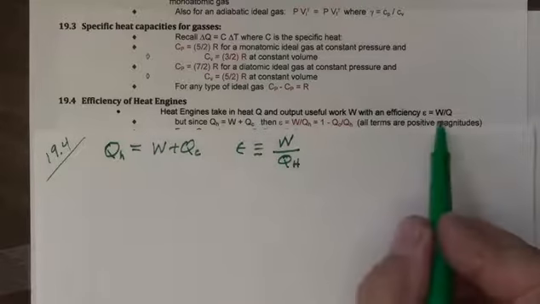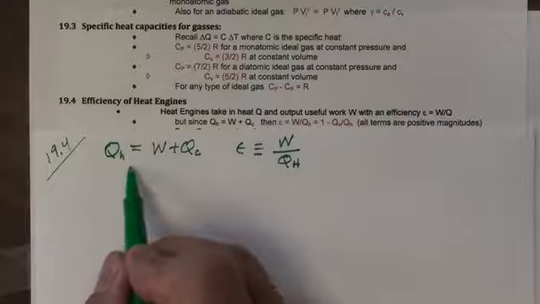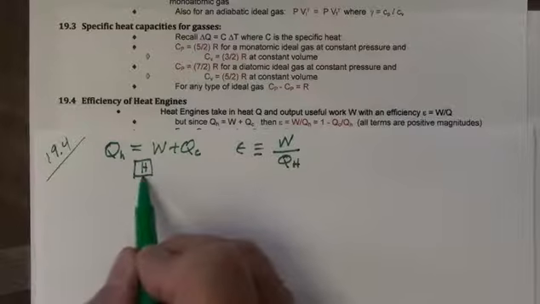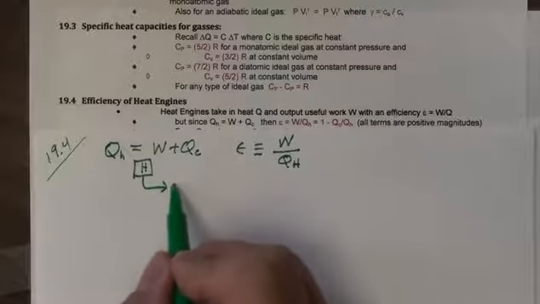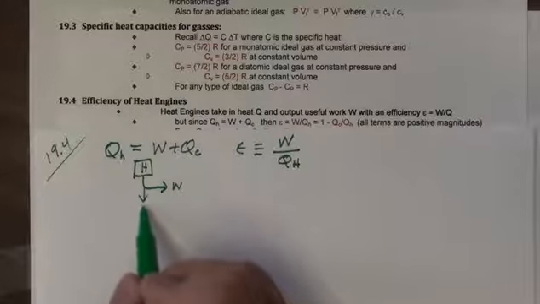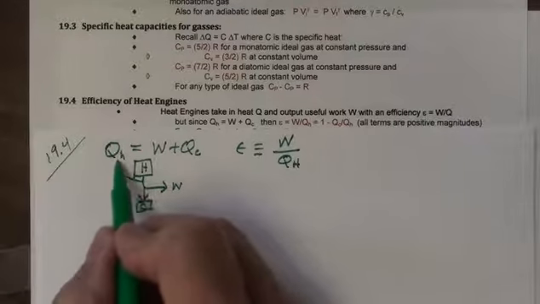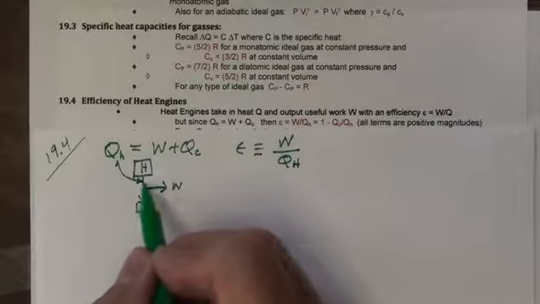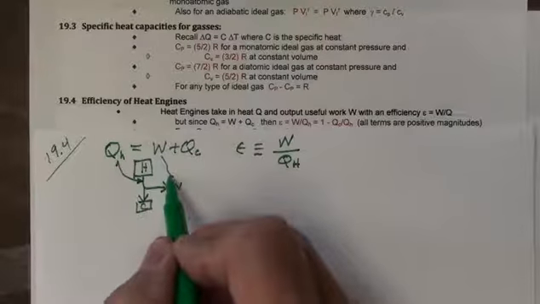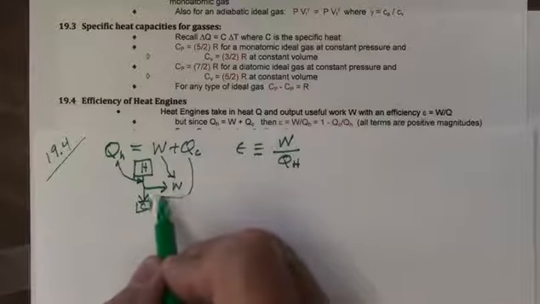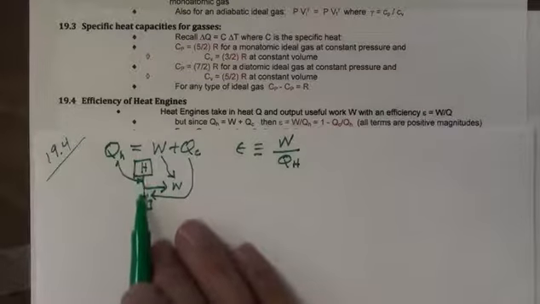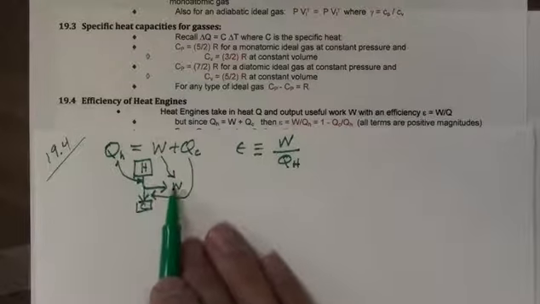Remember, if we think about this engine, the best way to think of it is we have a hot reservoir. And this hot reservoir has energy that flows to work, and it also has some that flows down here to a cold reservoir. So this is the energy, the heat that flows out of the hot place, like the boiler. This is the work that flows this way, and this is the heat that flows to the cold place.